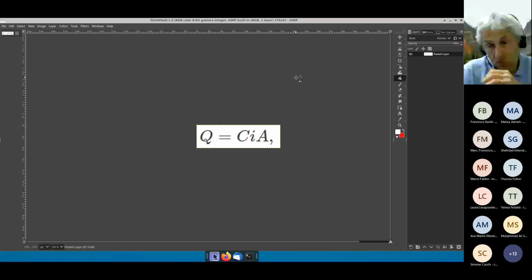A second question is, what is the value for I, rainfall intensity, to be plugged into the rational formula? And the third question is how to estimate A. A is relatively easy because it's the area of the catchment.